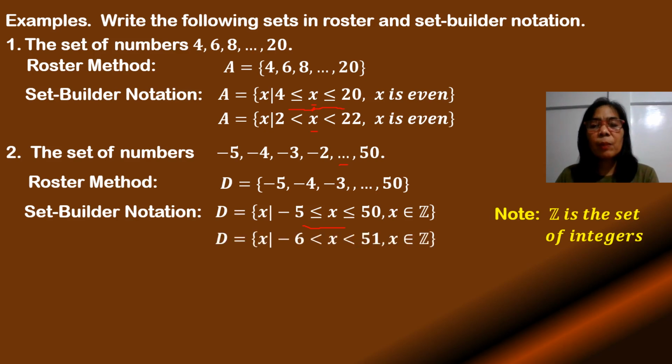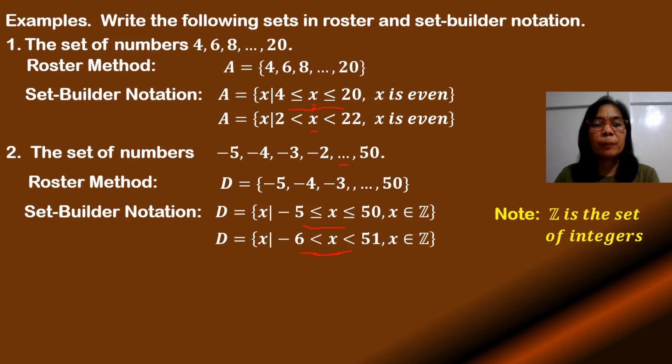Or another method, maybe you can describe it as D is the set of X such that X is greater than -6 but less than 51, and X is an element of the set of integers. So take note in this statement, X cannot be equal to -6, or -6 is excluded in this statement, or X is less than 51, meaning X cannot be equal to 51. So your values of X in here will only be equal to -5, -4, and so on up to 50.